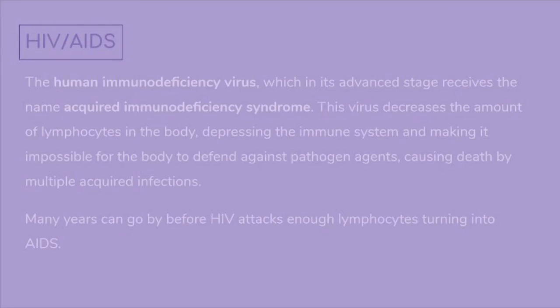Now, one of the most common STDs is HIV and AIDS. The human immunodeficiency virus, in its advanced stage, receives the name of acquired immunodeficiency syndrome. This virus decreases the amount of lymphocytes in the body, depressing the immune system and making it impossible for the body to defend against pathogen agents, causing death by multiple acquired infections.